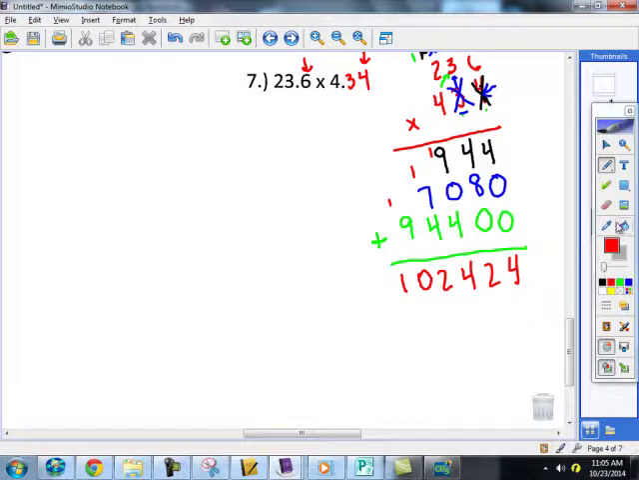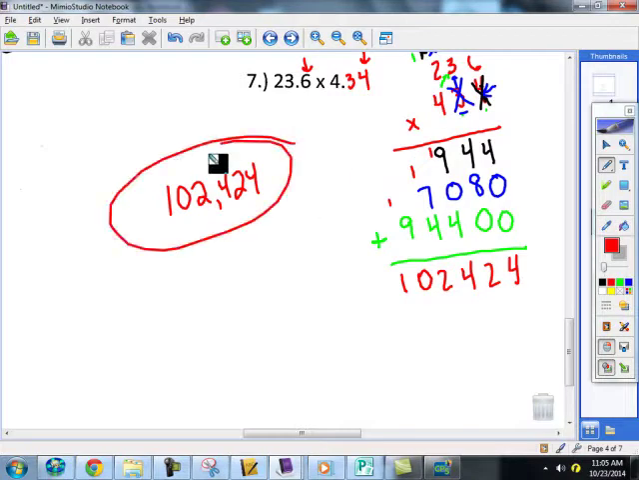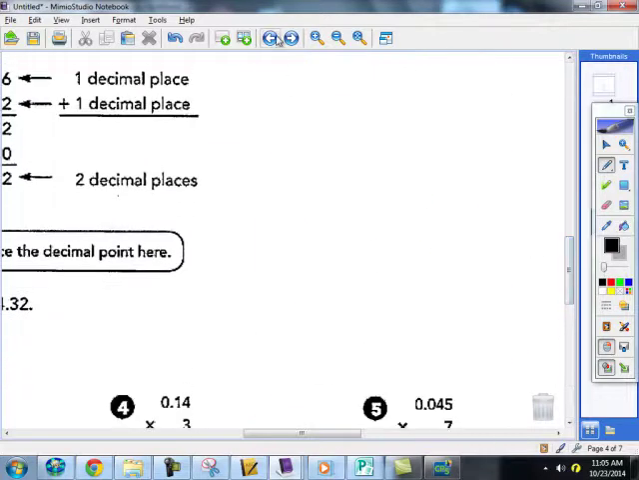Now, we do know that the answer to 236, wow, blasted. We know that the answer to 236 times 434 is definitely 102,424. Okay, the whole number. But that's not the answer to the question. We now got to go up and count up how many numbers to the right of the decimal we had. So we have 1, 2, 3 numbers. So the correct answer is 102 and 424 thousandths. Okay? Let's go to the next page.